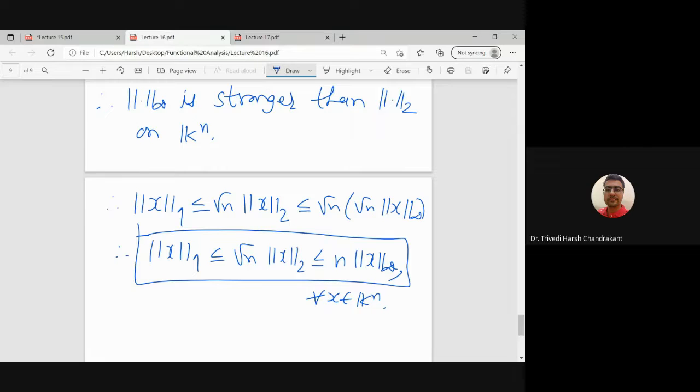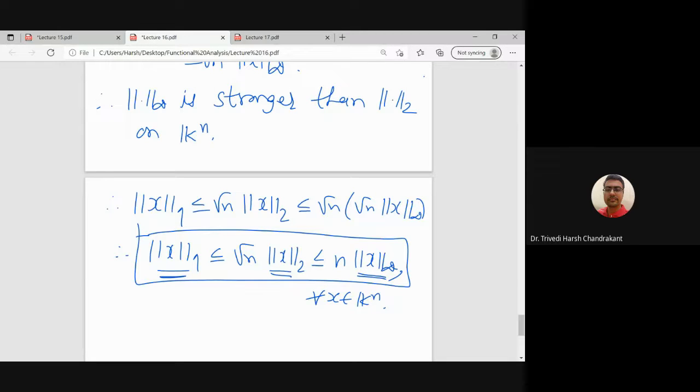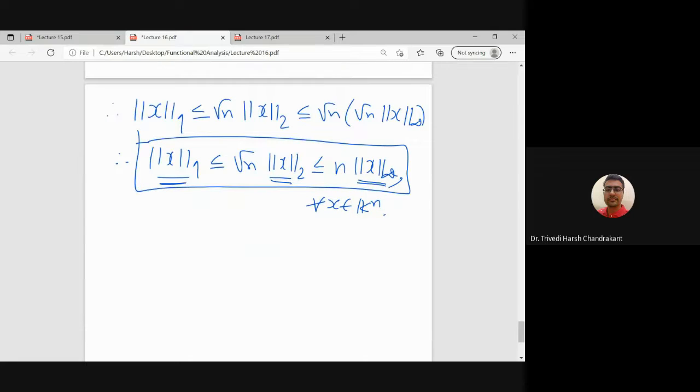Now the converse. Here we have written that this one is stronger than this one, which is stronger than this, so obviously this one is stronger than that one. Now the other way around: whether the 1 norm is stronger than the 2 norm, and whether the 1 norm is stronger than the infinity norm. For that part I will give an exercise.